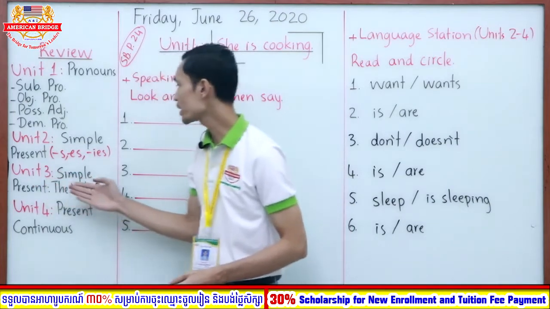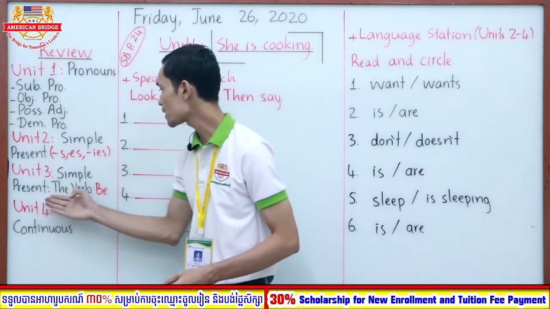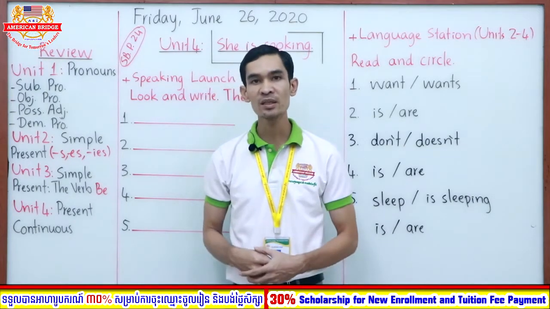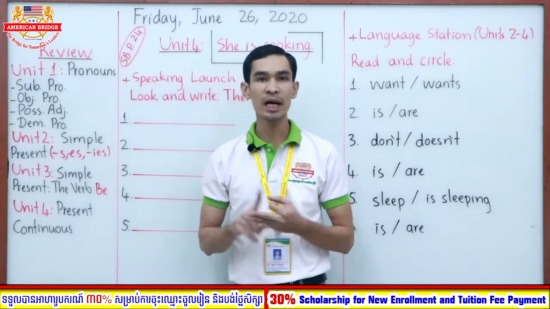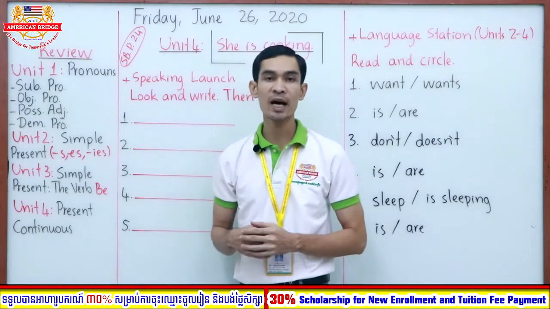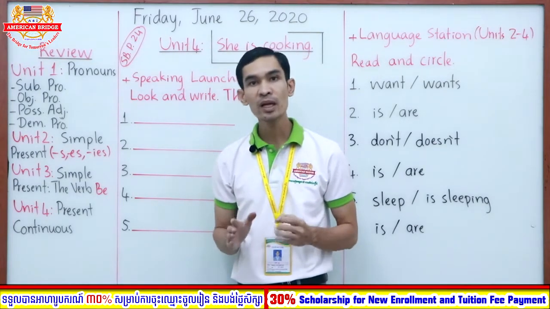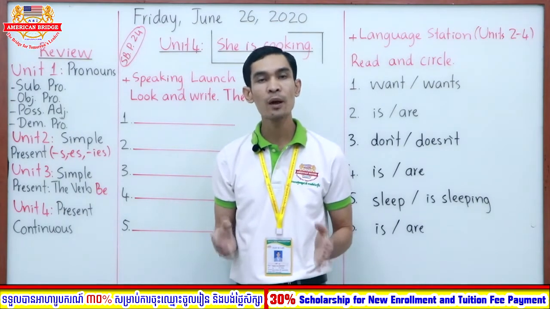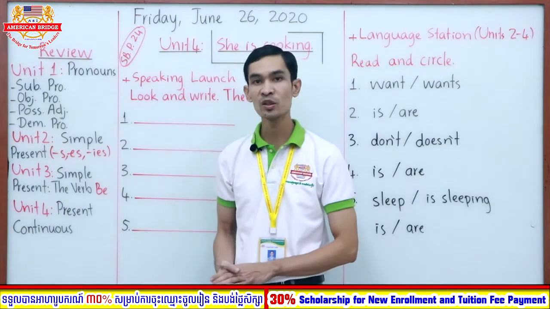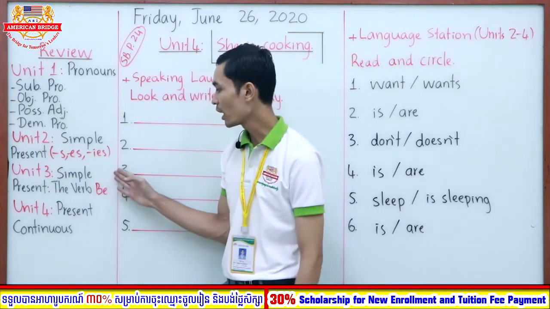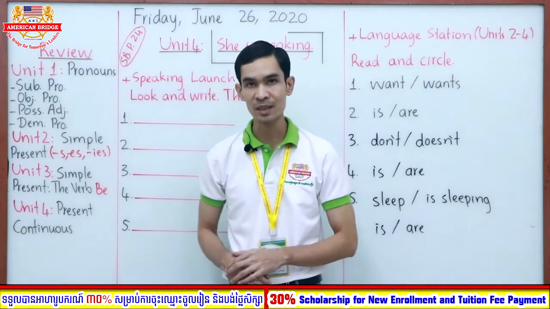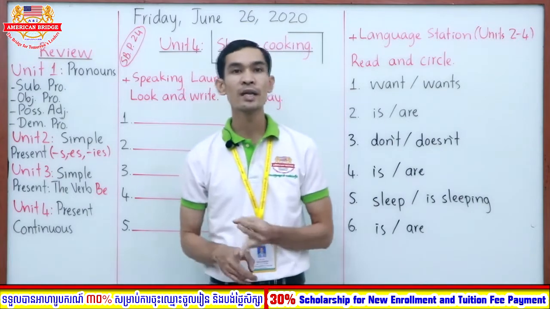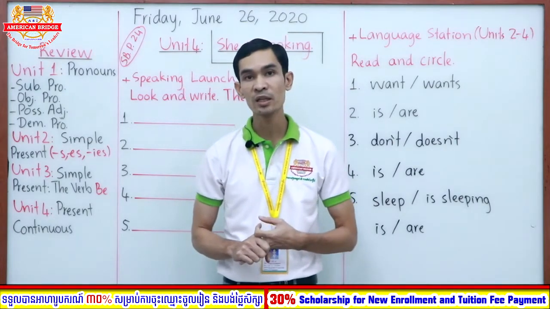Okay, and in Unit 3 we focus on simple present, the verb be. As you know, we have three kinds, right? We have am, is, and are. Am is used with I, is is used with he, she, and it, right? How about are? Are is used with we, you, and they. Okay, and I hope you can use the verb be with the correct subject. And we also have three different forms, right? We have affirmative, negative, and also yes-no question.